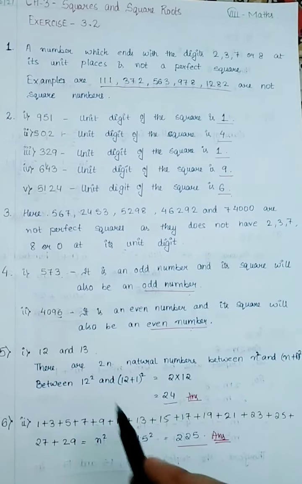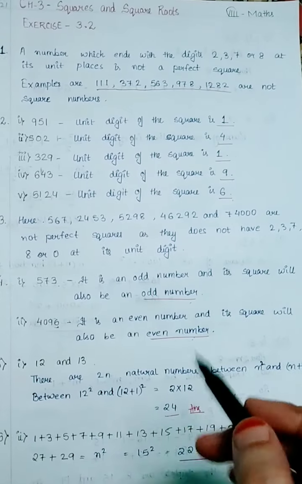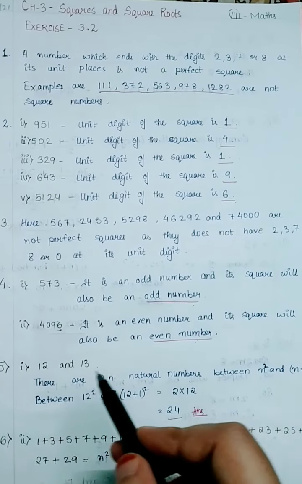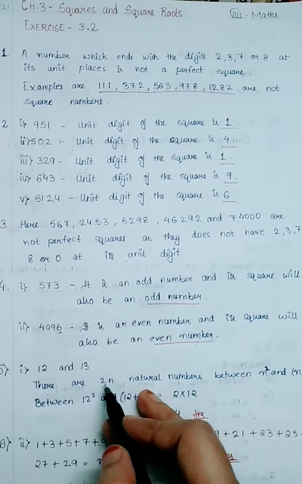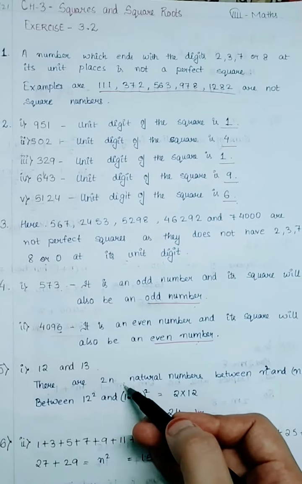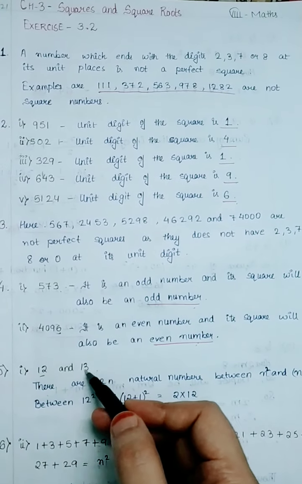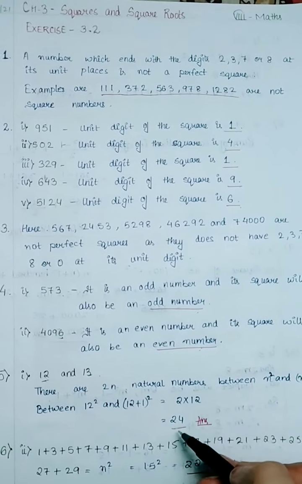In question number 5, you have to find all the natural numbers lying between 12 square and 13 square. In between them, how many natural numbers will be lying? That will be 2n. This also I have taught you in the property. So 2n, where this is n and this is n plus 1, will be 2 into 12, that is equal to 24.